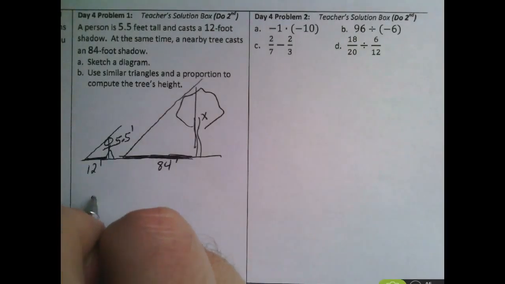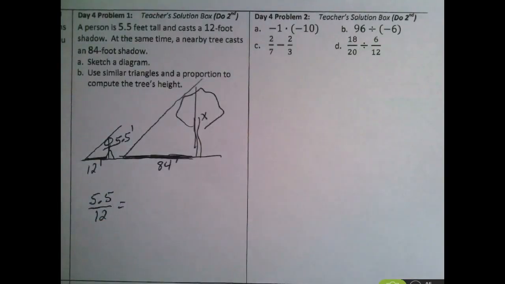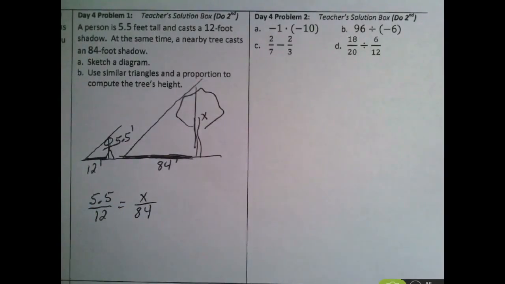So if we take the person's height and then the person's shadow, we can take the tree's height and the tree's shadow. Now, one way to solve a proportion is to look for any patterns that you might see between numerators and denominators and so on. And I noticed that 12 times 7 is 84.